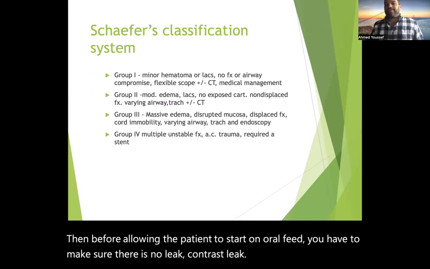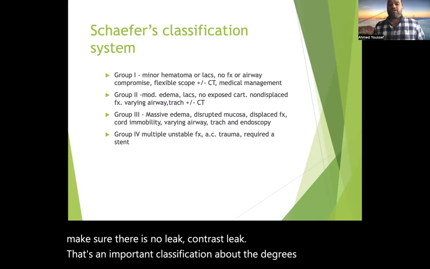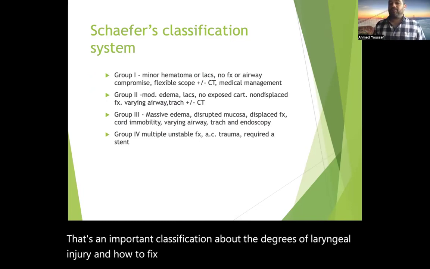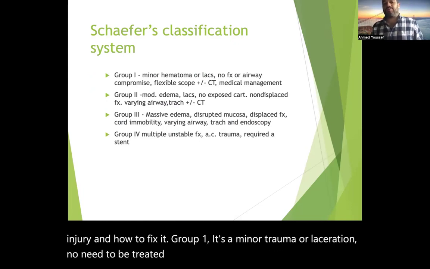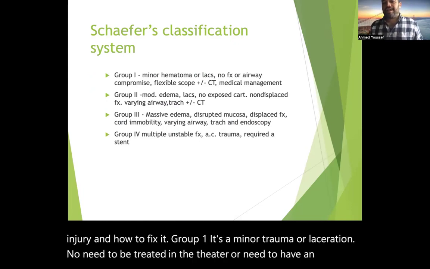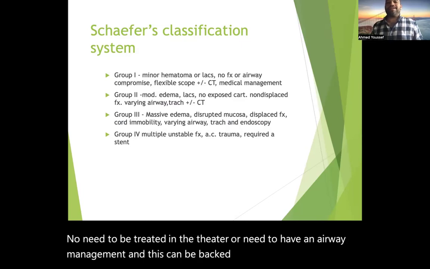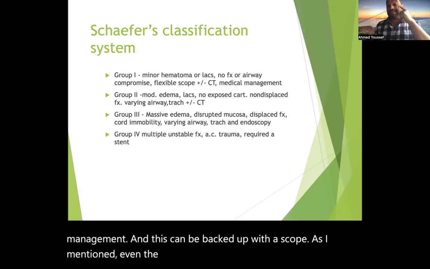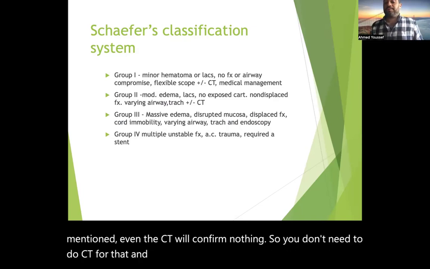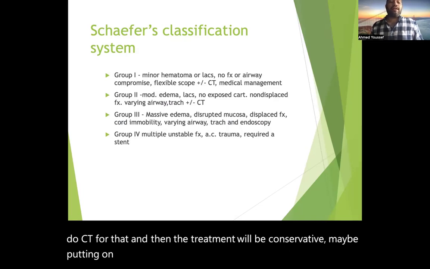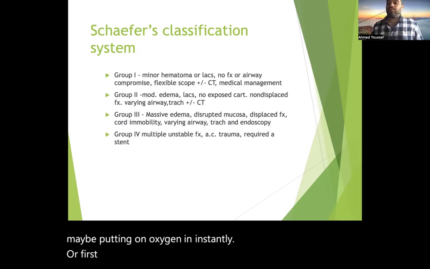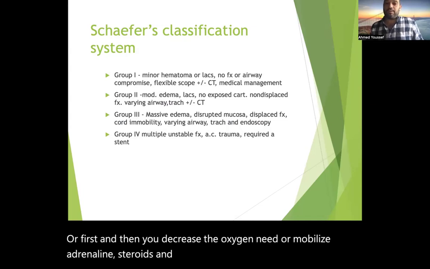That's an important classification about the degrees of laryngeal injury and how to fix it. Group 1 is a minor trauma or laceration. There is no need for treatment in the theater or airway management, and it can be backed up with a scope, as I mentioned. Even the CT will confirm nothing, so you don't need to do a CT for that. The treatment will be conservative, maybe putting the patient on oxygen at first and then decreasing the oxygen need, nebulized adrenaline, steroids, antibiotics, and reflux treatment will be fine.